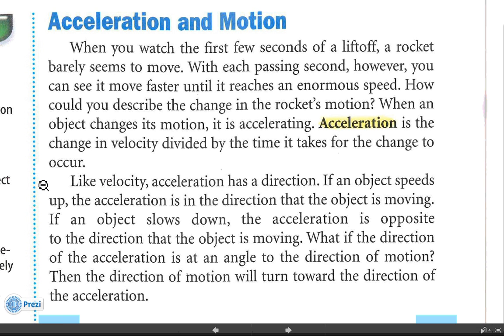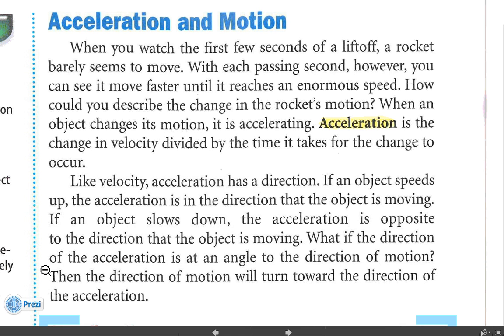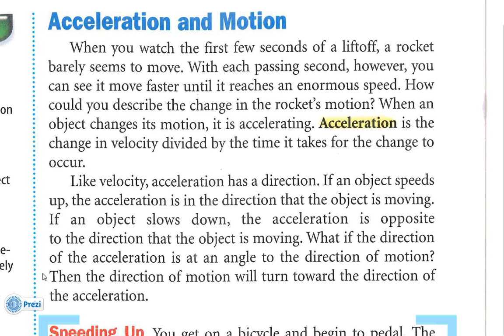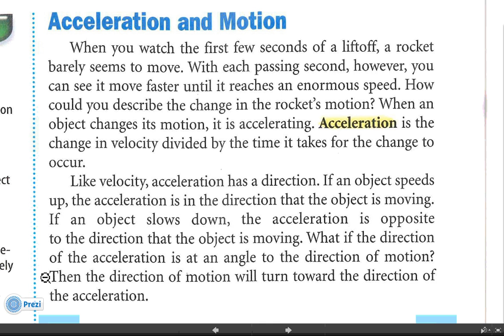Like velocity, acceleration has a direction. If an object speeds up, the acceleration is in the direction that the object is moving. If an object slows down, the acceleration is opposite the direction the object is moving. What if the direction of the acceleration is at an angle to the direction of motion? Then the direction of motion will turn toward the direction of the acceleration.